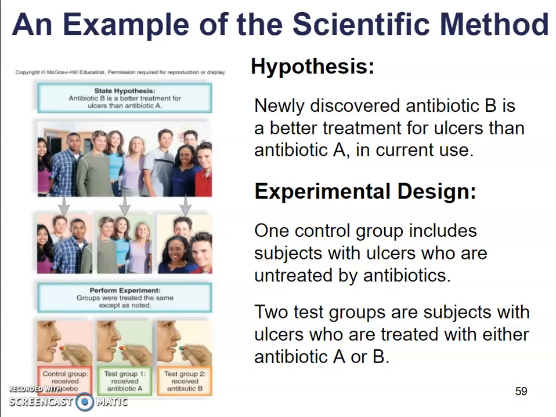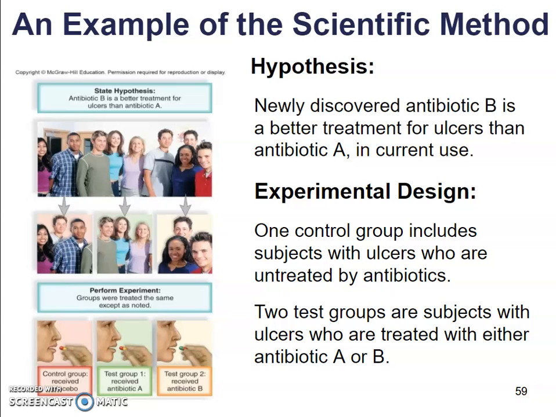So, moving on to the scientific method. We start with a hypothesis. This is just an example of an experiment. I don't think there's anything that you need to fill in on your notes, but I still want you to follow along and get a better understanding of the scientific method. So, the hypothesis: newly discovered antibiotic B is a better treatment for ulcers than antibiotic A, which is in current use.